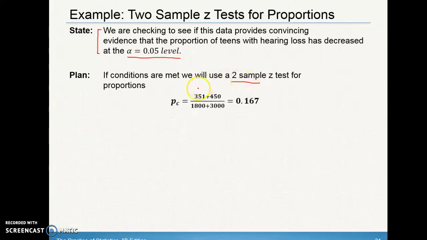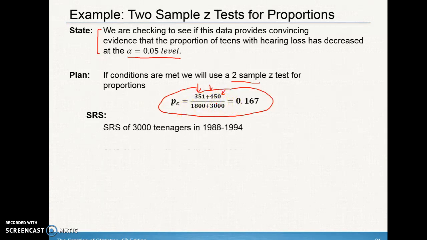Do that pooled value right at the very beginning so you have it and you don't have to worry about it. So here are our numbers of successes from each sample, 351 and 450. And then here were our sample sizes, 1,800 and 3,000. And this 0.167 is just from you adding the numerators and dividing by the entire denominator. Simple random samples of 2 samples. And you also need to state that they are independent random samples.